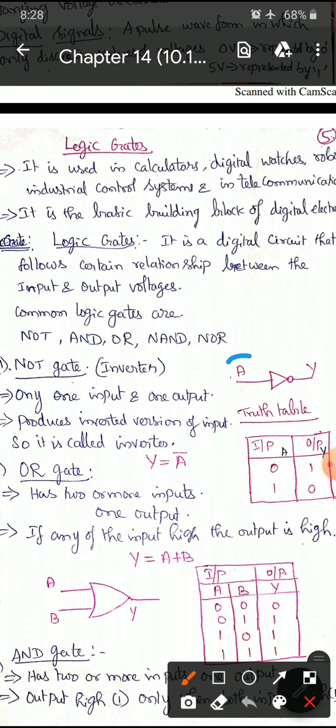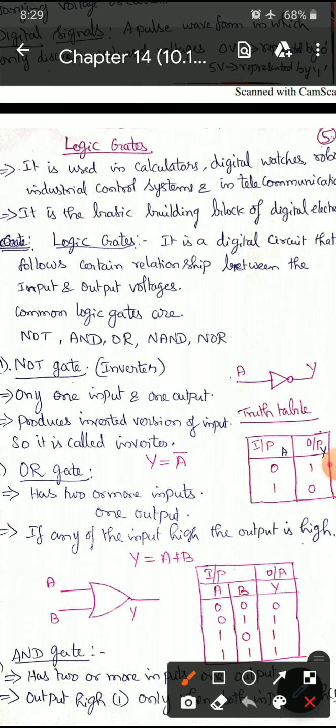Here we have the input A, and the output will be Y. Only one input and one output: input A and output Y. In this gate, if we give an input, the output will be the inverted one, so it is known as an inverter gate. So, it is called an inverter.